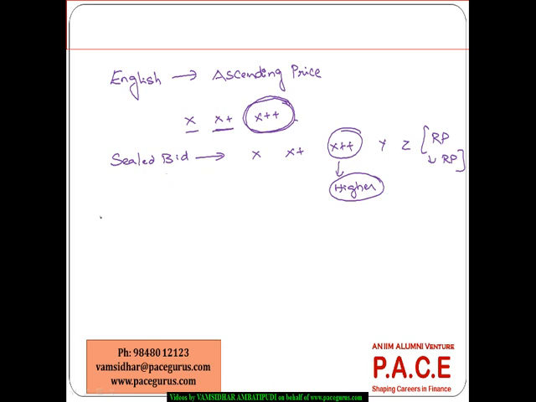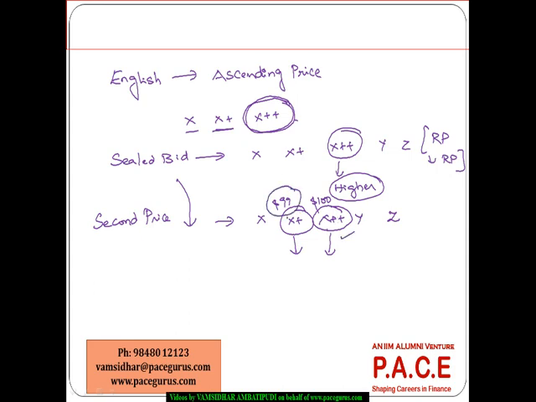Whereas there is a small variant of this called the second price sealed bid auction. Again, more or less the same. Different bidders submit different prices in sealed covers, and whoever has bid the highest is the winner. But the only difference is he will not pay X plus plus, rather he will pay the second highest bid price. So if this is $100 and this is 99, obviously he is the winner because he has bid the highest, but he will pay a price equal to 99, which is the second highest bid value. And this kind of second price sealed bid auction is otherwise called a Vickrey auction.